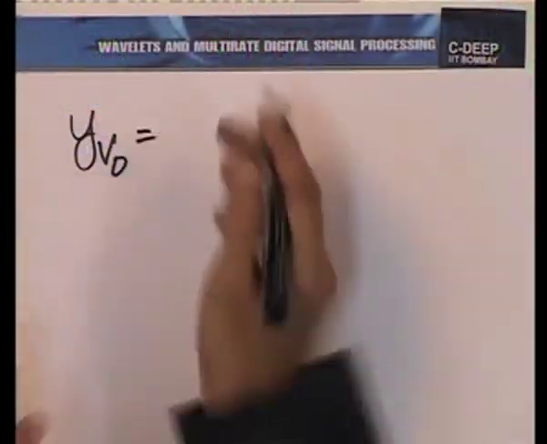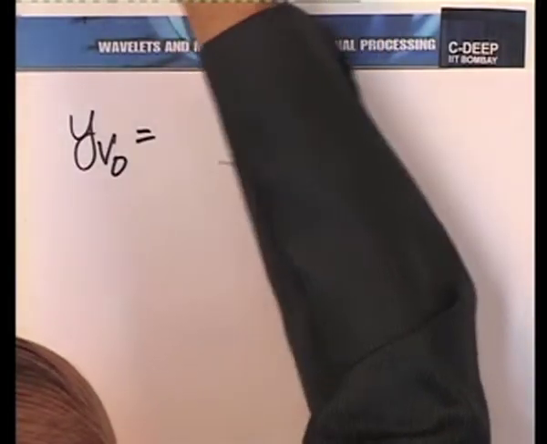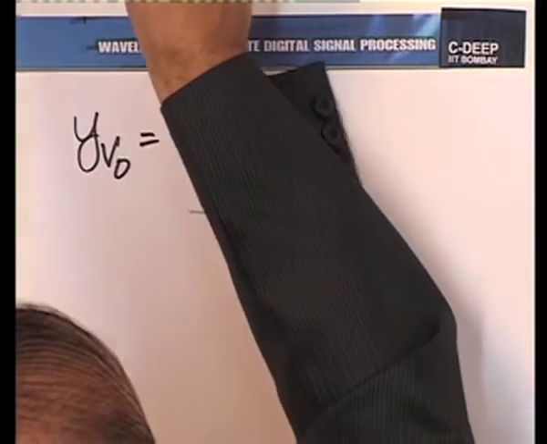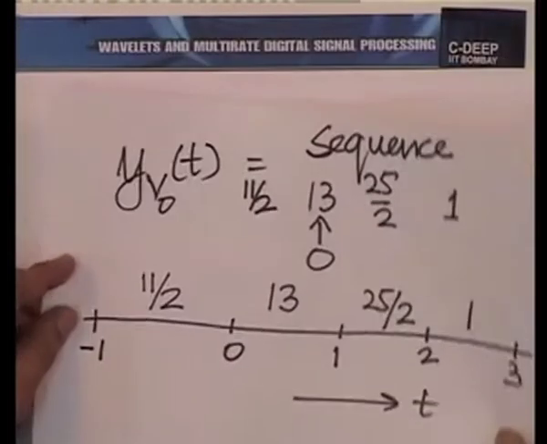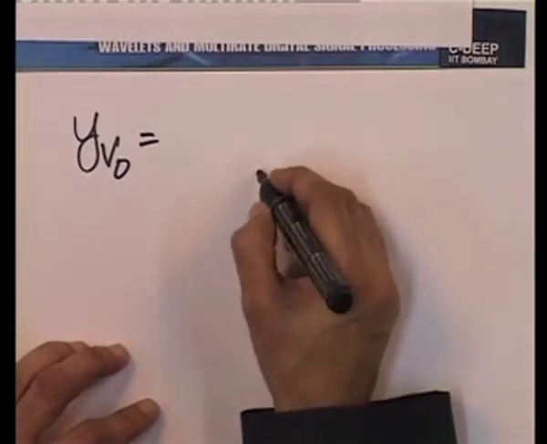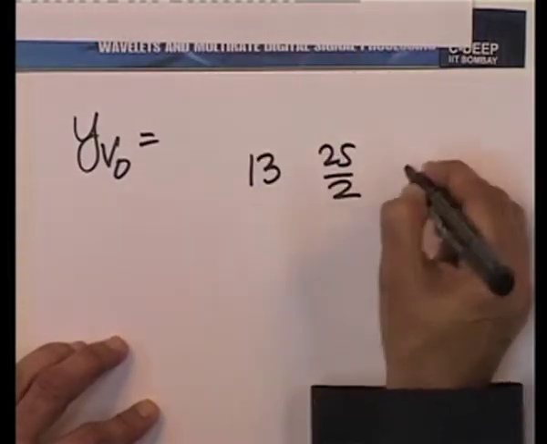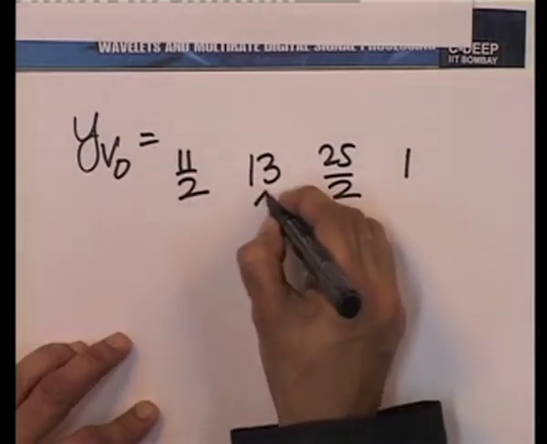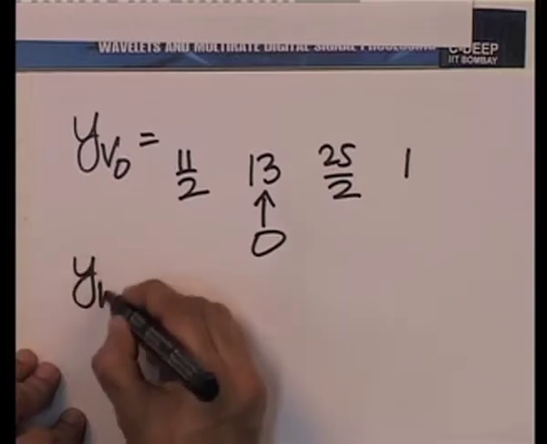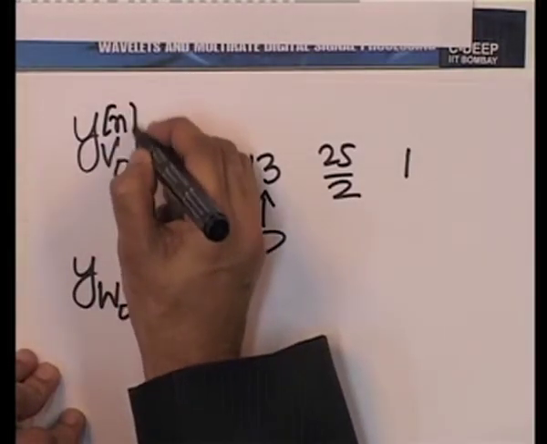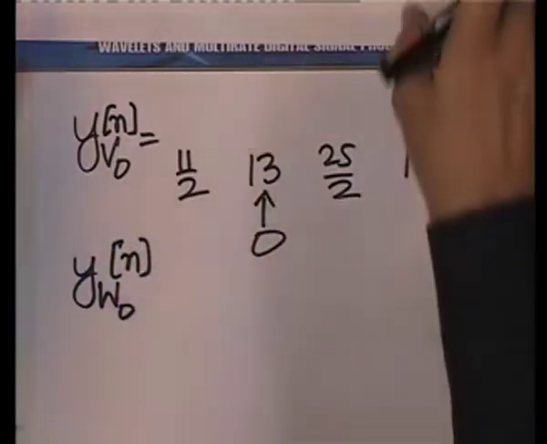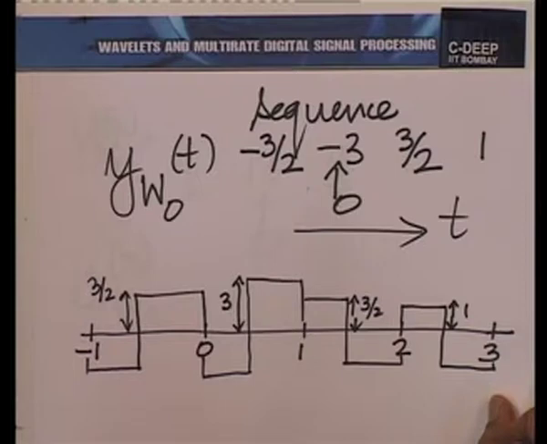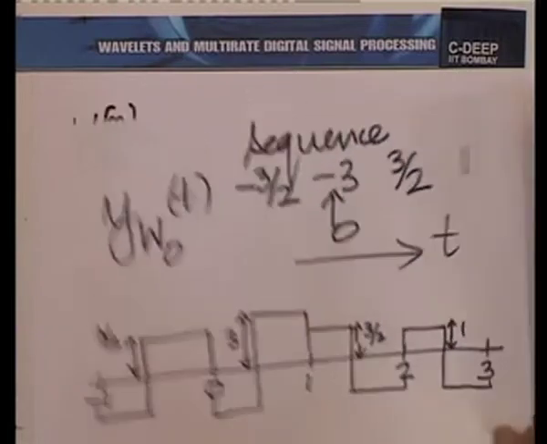What I will do is, when I write the sequence for yv0, I will need to do a little bit of work. yv0 is going to look like this. So, in fact, I have the sequence here. Let me just rewrite it explicitly. So, I had the sequence for yw0 here, I put it down explicitly.